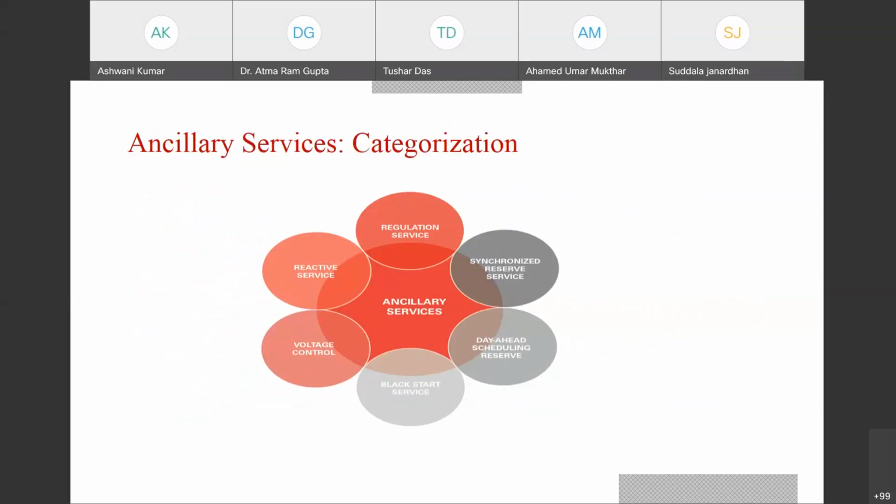So these three are the main components, but they are categorized into six. As per the FERC regulation, the Federal Energy Regulatory Commission, we have six well-identified ancillary services: regulation service, synchronized reserve service, day-ahead scheduling reserve, black start service, voltage control, and DT power. So there are six important ancillary services categorized in the basket of ancillary services.